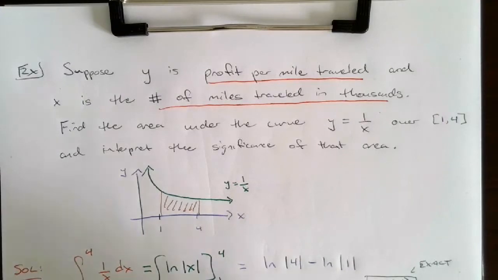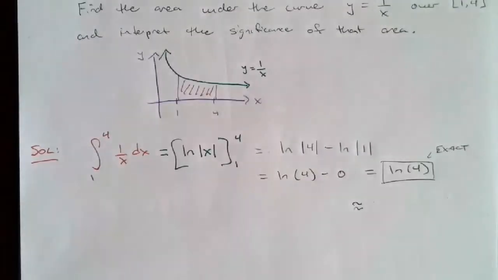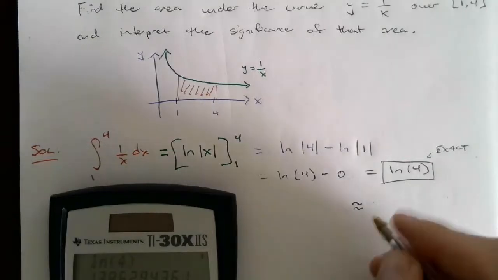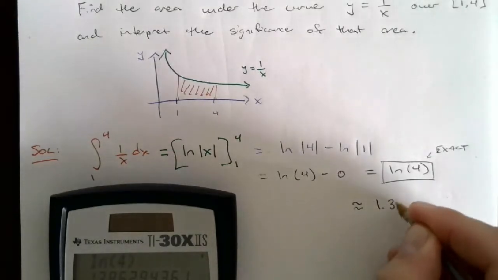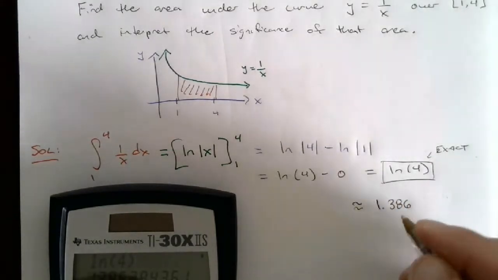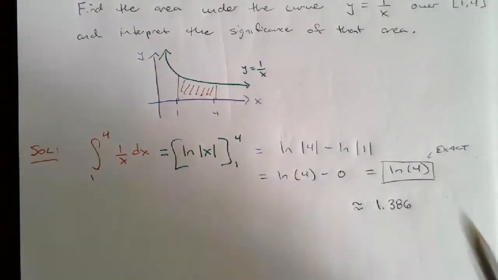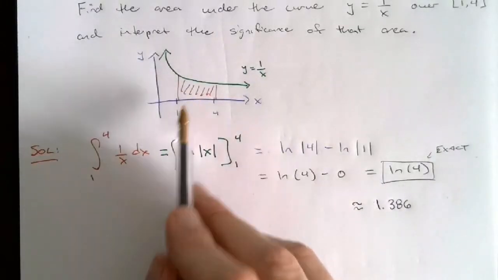So if I was to approximate this, you can use your calculator to approximate it. Natural log 4, and I get 1.38629. I'll just use approximately 1.386. Let's talk about units on this. Remember, this is an area, the area under the curve here.